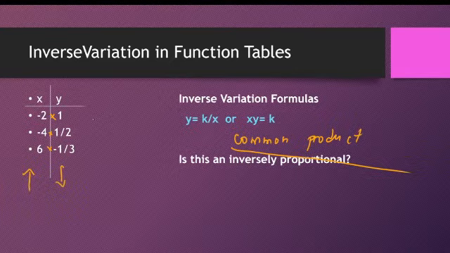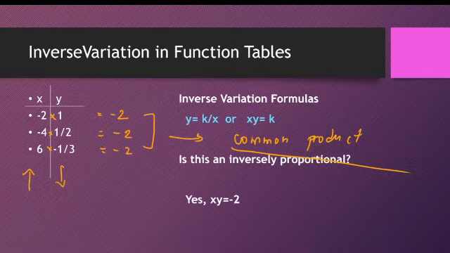So, negative 2 times 1 is negative 2. Negative 4 times 1 half. 1 half ng negative 4 is negative 2. Tapos, 6 times negative 1/3. So, that is 6 over 3, negative 2. So, they have common product. So, therefore, this is an inverse variation with a constant of variation which is negative 2. Okay, so that is considered as inverse. Next.